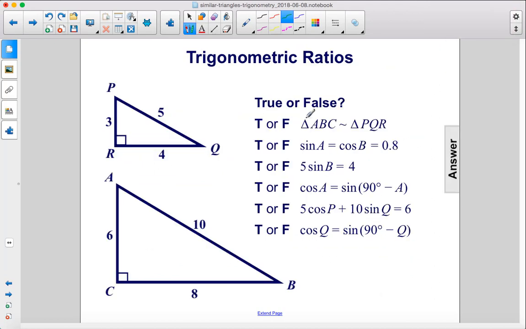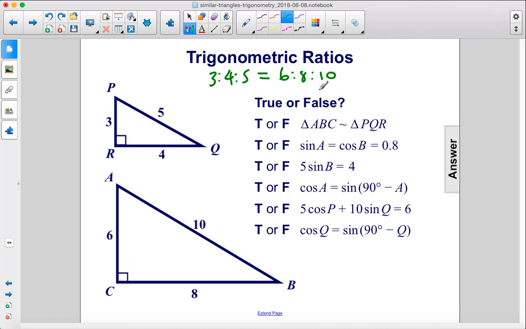Here are some true or false questions. True or false, are these triangles similar? Well, we're given the side lengths, so let's use the SSS side similarity theorem. We have 3 to 4 to 5 equal to 6 to 8 to 10. So if these sides are all in proportion, then the triangles are similar.